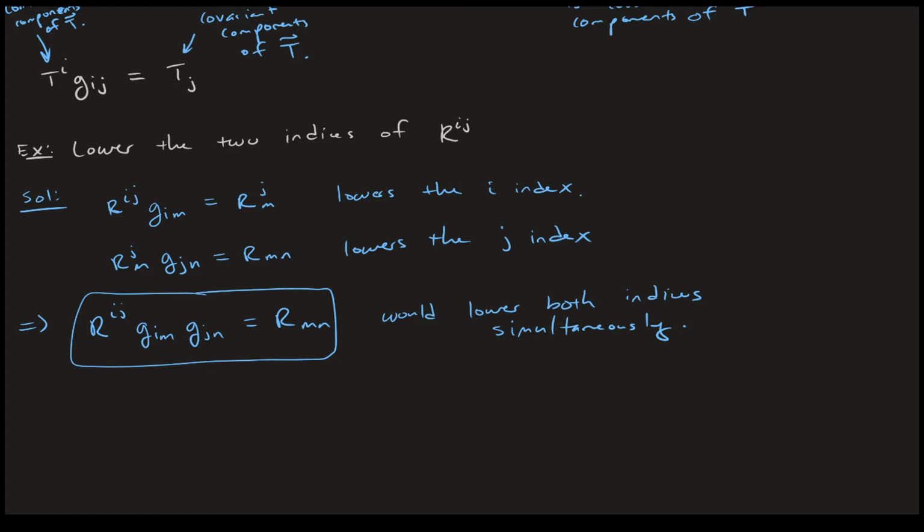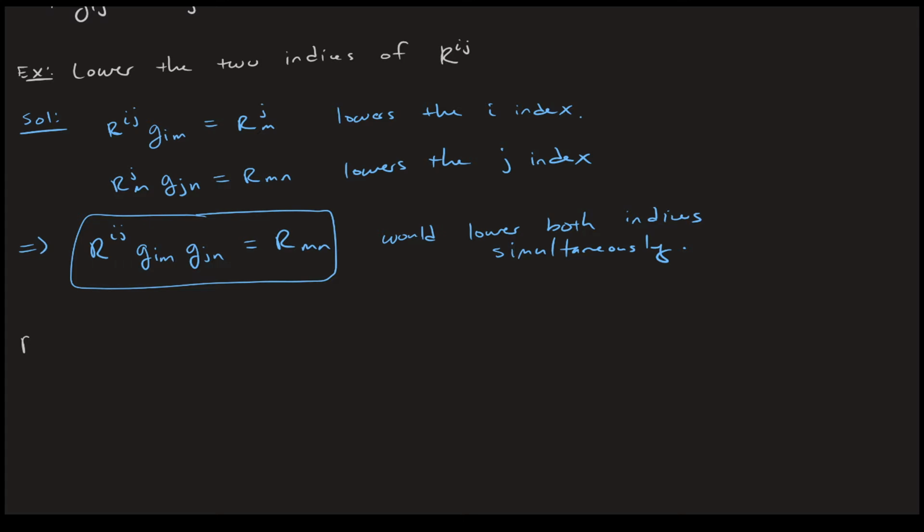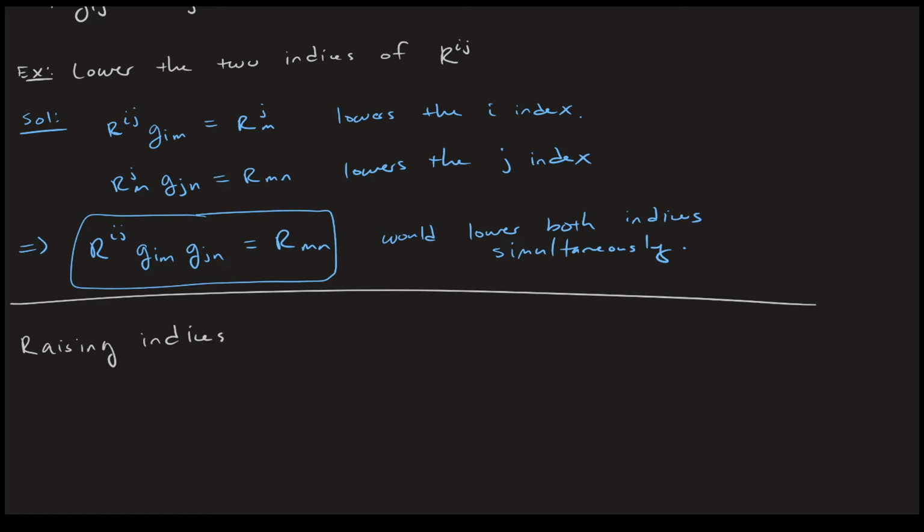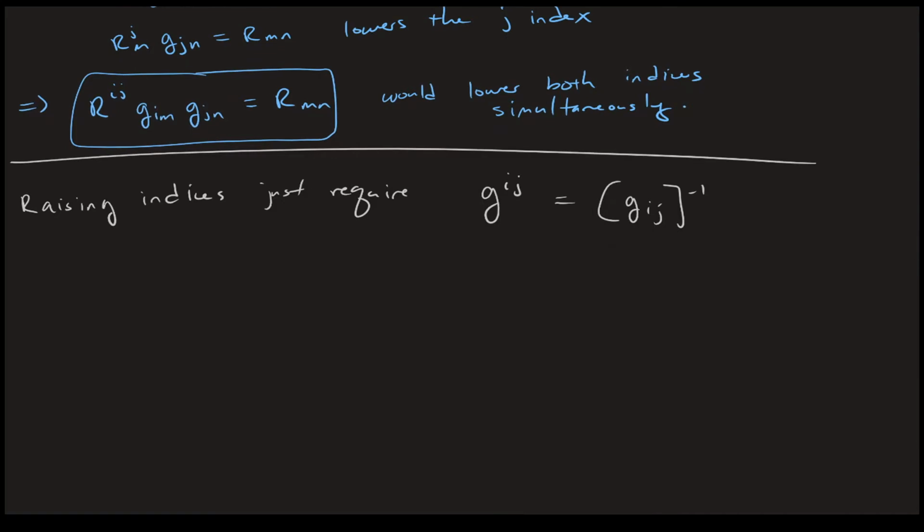So you can raise and lower any index of any tensor anywhere by multiplying by a metric tensor. So you can also raise indices. Raising indices just requires G^ij, which of course we knew was the inverse of G_ij. So this was the contravariant metric tensor. And when you multiply by the contravariant metric tensor, you raise an index.